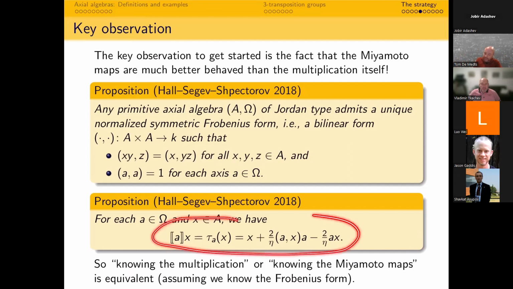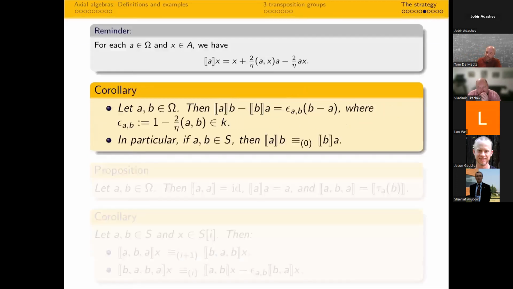And here is the reason why this makes sense. This very small identity tells you that if you take one of these Miyamoto involutions, then you see the multiplication occurring here. There is also something called the Frobenius form, and let's not go into too much detail here. But up to this Frobenius form, knowing the multiplication or knowing the Miyamoto maps is equivalent. So you can switch from one to the other without losing information. From now on, we really use these Miyamoto sequences.